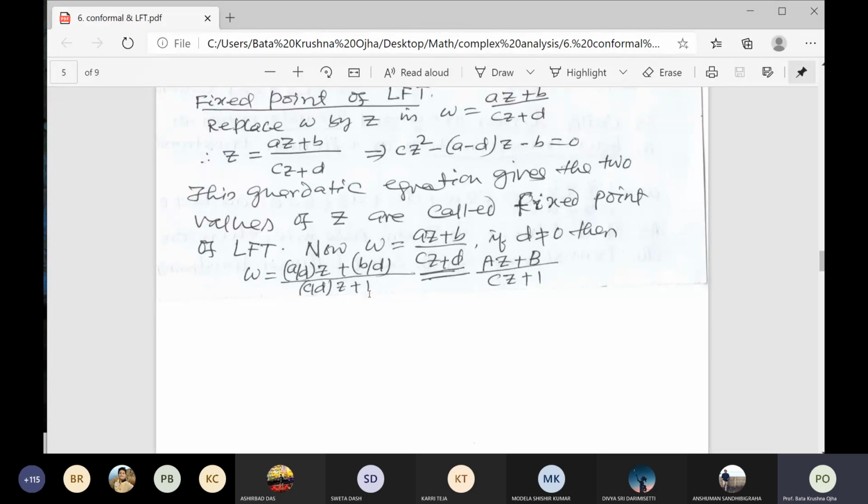Capital A is equal to A by D, capital B is equal to B by D, and capital C becomes C by D. That means capital A, capital B, and capital C. I have given it the underline. It is not underline, it is equal to, because to show you, I have written that this is equal to AZ plus B by CZ plus D, where capital A, capital B, and capital C are three unknowns for an LFT, linear fractional transformation or bilinear transformation.